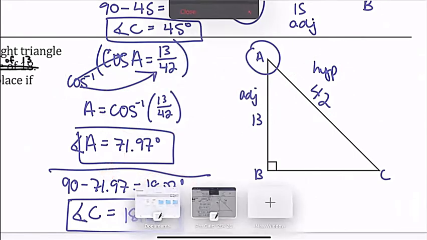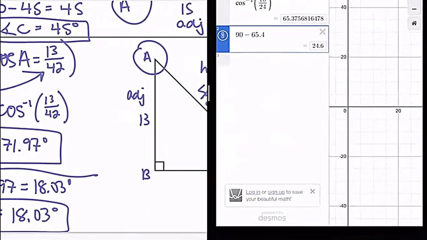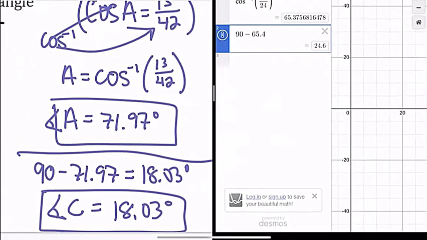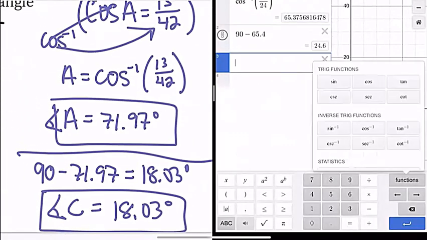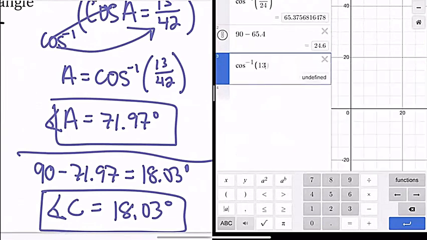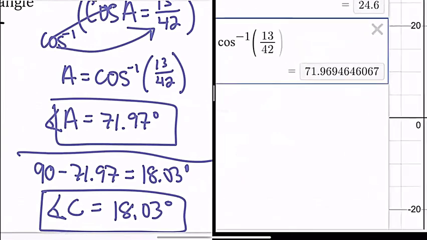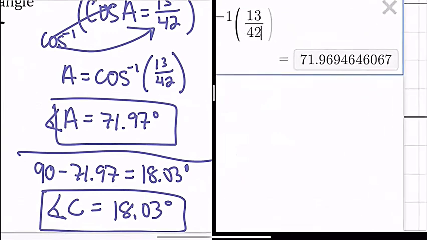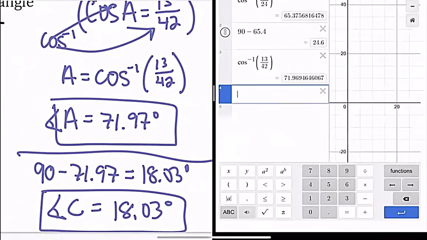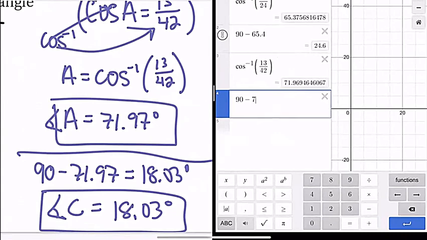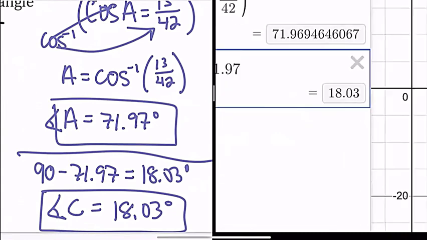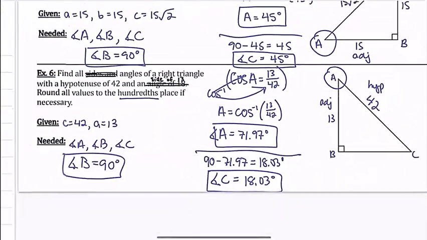I'm going to show you one more time how to type that in the calculator, just in case you need to see it again. So remember here, we click here, we go to functions, and then inverse is the second section right there, cosine, and then 13 over 42. It gave me this. And they said the hundredths place, so that second 9 makes my 6 into a 7. That's how I got 71.97. And then I just went to my calculator and typed in 90 minus 71.97, and that got me 18.03. And that is how you do it.